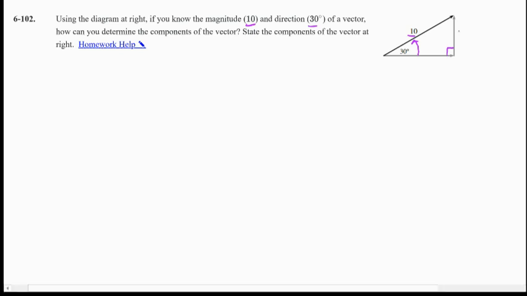So in this case here, I'm going to call my vertical component V, my horizontal component H. And when I solve for these things, I'm just going to use sine or cosine because I have the hypotenuse here, which is 10, and I have the angle here, which is 30.